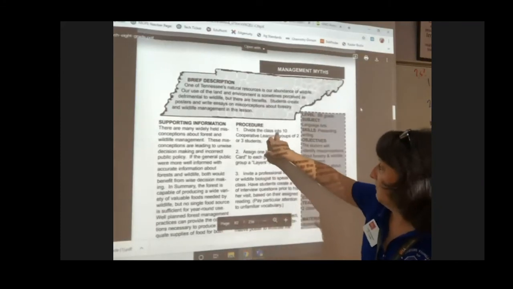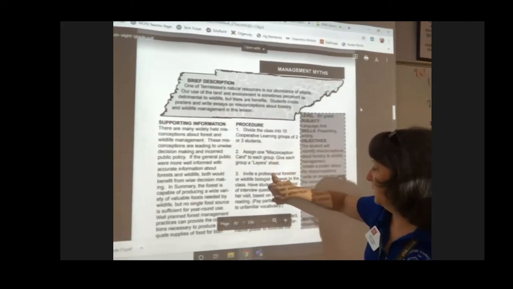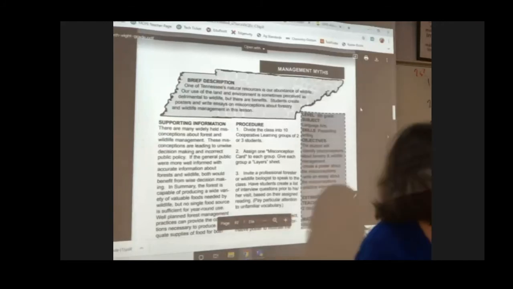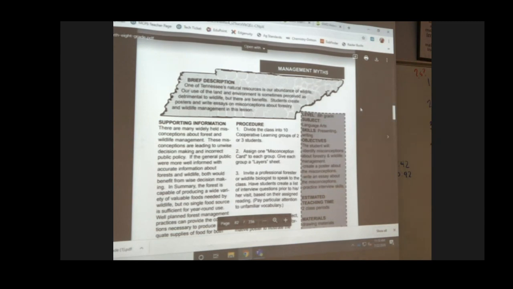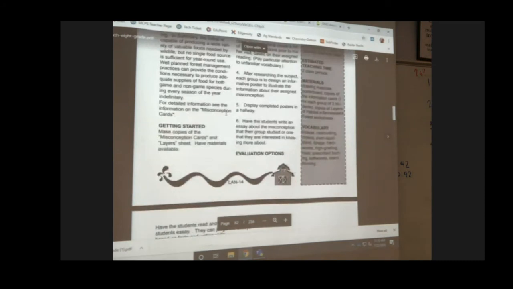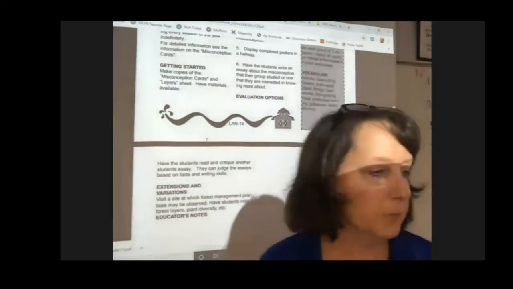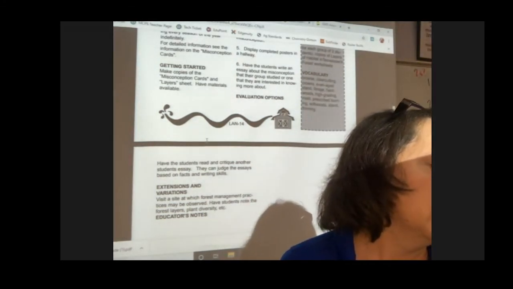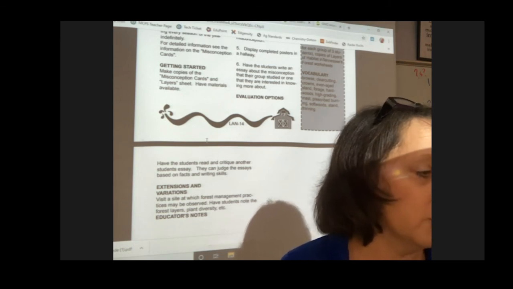And so you'll notice it's got: divide the class into cooperative learning groups, assign one misconception card to each group, give the group a layer sheet, and invite a professional to talk to you after you do the activity. Now I'm going to go over here and scroll down the student sheet so you can actually see what you're looking at. You can see it's got how to get started and what you need to do to print it. And by the way, are any principals in the house? Any principals? And by the way, this says, is it on the curriculum CD or Leah's My Shared? It's on both. So you can find it wherever you want.